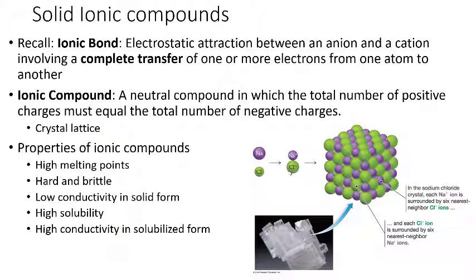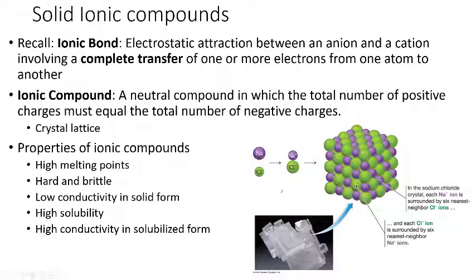All right, so now we're going to discuss our formation of ionic compounds or ionic solids. So recall that an ionic bond is the electrostatic attraction between an anion and a cation involving a complete transfer of one or more electrons from one atom to another. And so these form an ionic compound, which is a neutral compound in which the total number of positive charges equals the total number of negative charges. And so this forms what's called a crystal lattice.